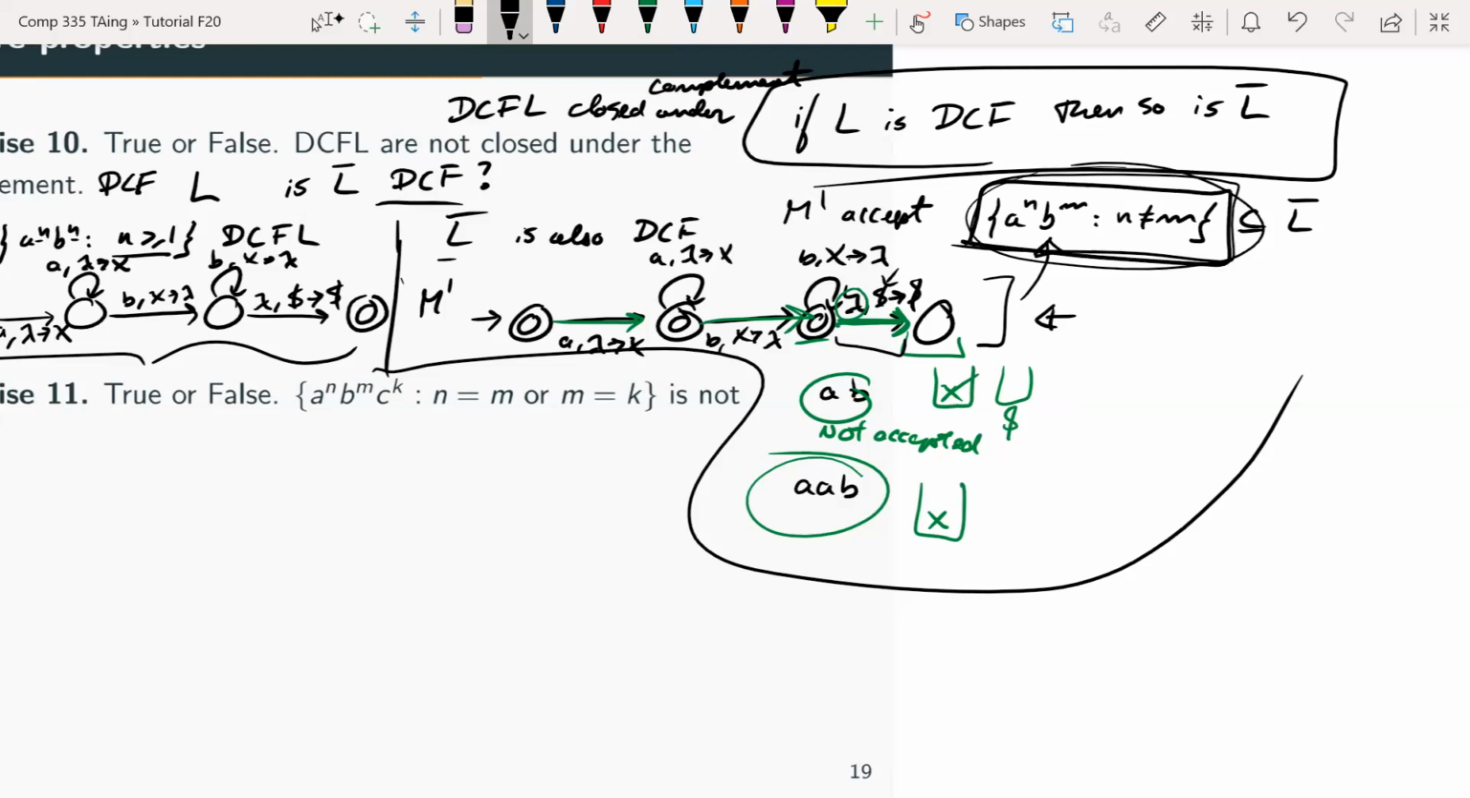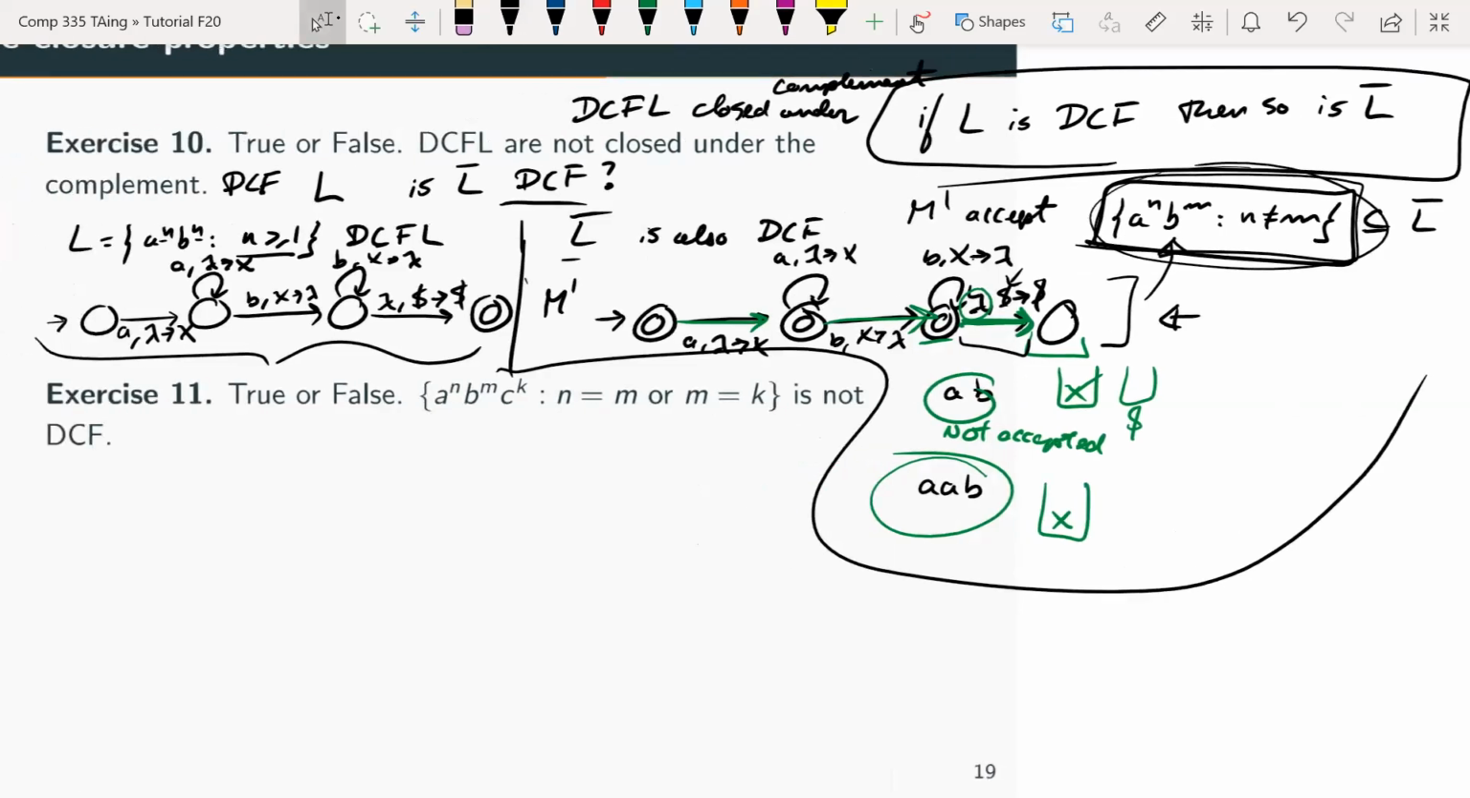If you wanted to create the machine that accepted all of L complement, you could just add a B transition here, and then you don't care what happens after there's a B. So then you could just say, accept everything.